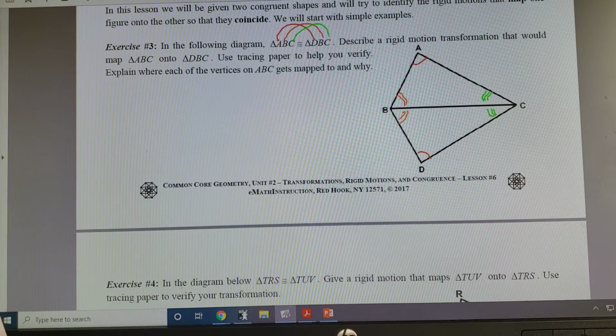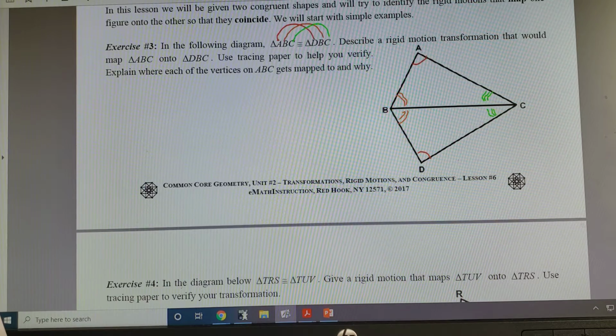So it says describe a rigid motion transformation that would map triangle ABC on top of triangle DBC. Use tracing paper to help you verify and explain where each of the vertices on ABC gets mapped onto and why. Oh, good job, Casey. I already see you tracing it. That's awesome.